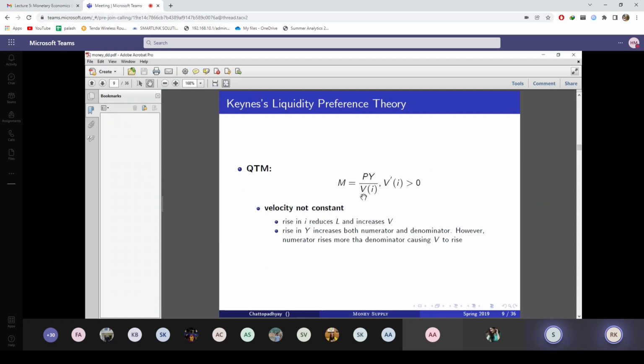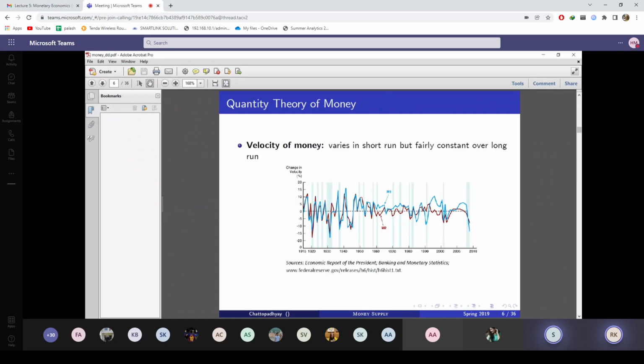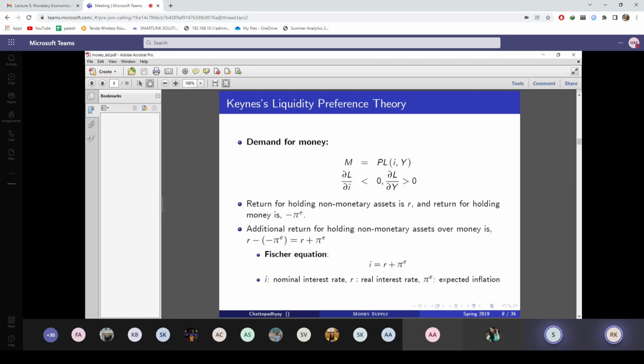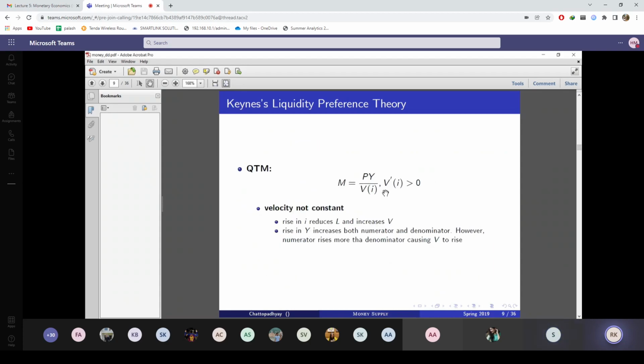This is what Keynes did. Velocity is a function of the nominal interest rate I, with V prime I positive. So when I rises, velocity rises; when I falls, velocity falls. I can generate these fluctuations in velocity. And from the simple quantity theory of money, I get the liquidity preference theory.